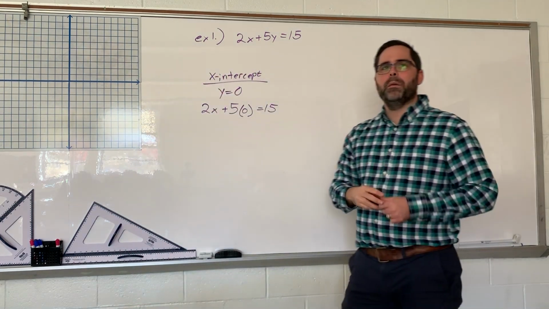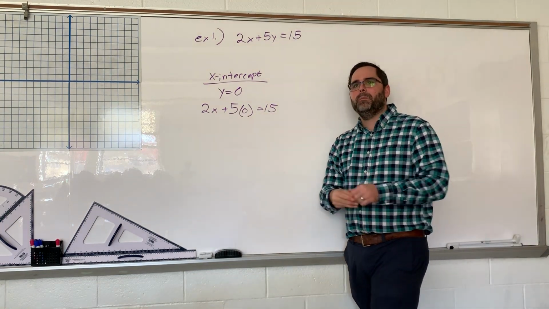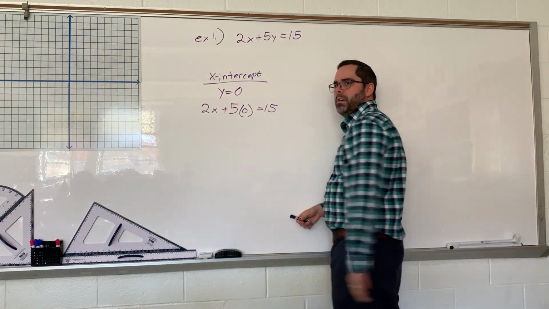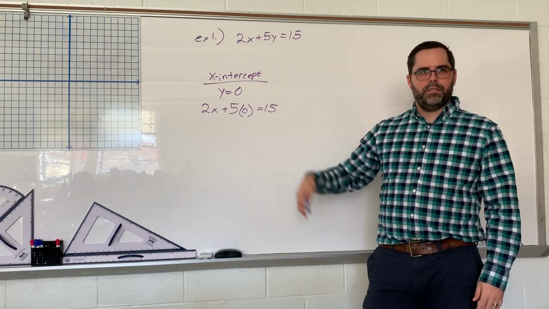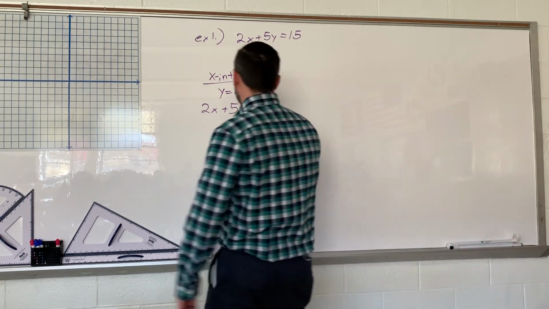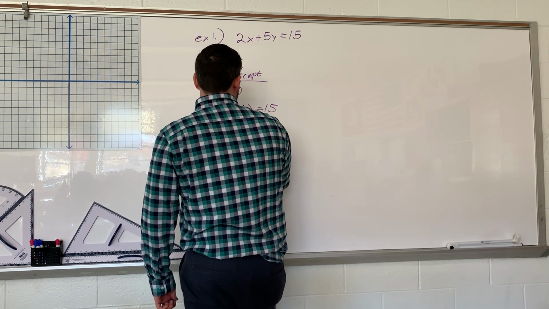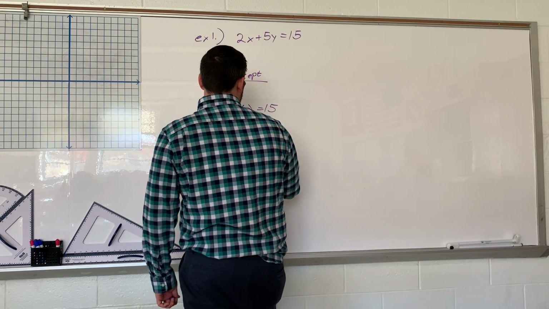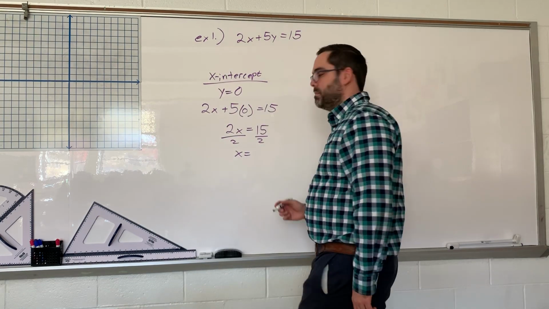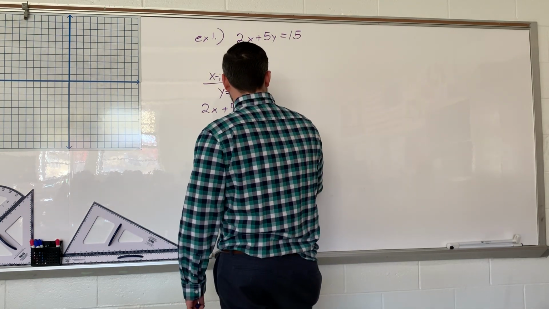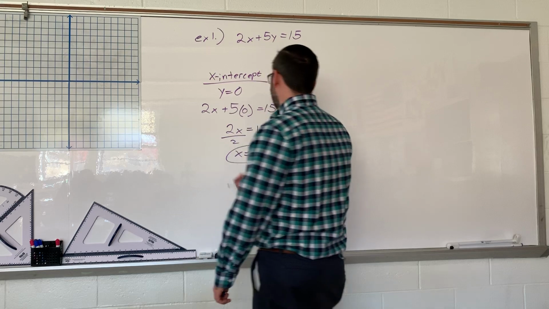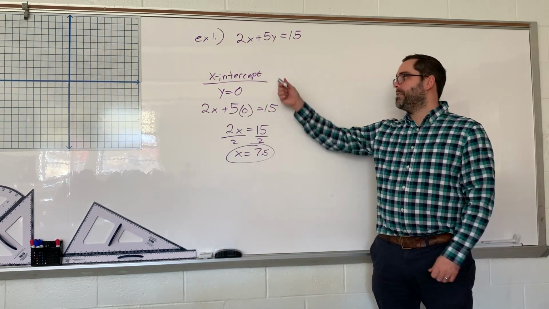And essentially when I multiply by 0, what am I doing? Well, I'm covering it, right? 5 times 0 is 0, and that's nothing. So you end up with 2x equals 15. We divide both sides by 2, and we get x equals 7.5, sorry. Okay, so this is my x-intercept.